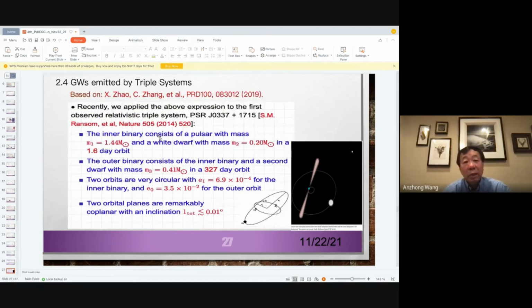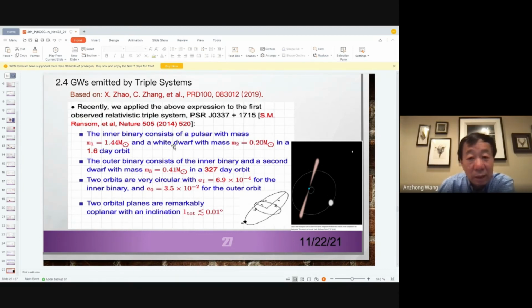So what we do, once we have a general formula for the many-body problem, is apply our formula to a triple system and a binary system. First, we consider the first relativistic triple system, which was observed in 2014. This is still the only relativistic triple system. We have observed many triple systems, but their masses are always smaller. So this is the only relativistic triple system we have observed so far.